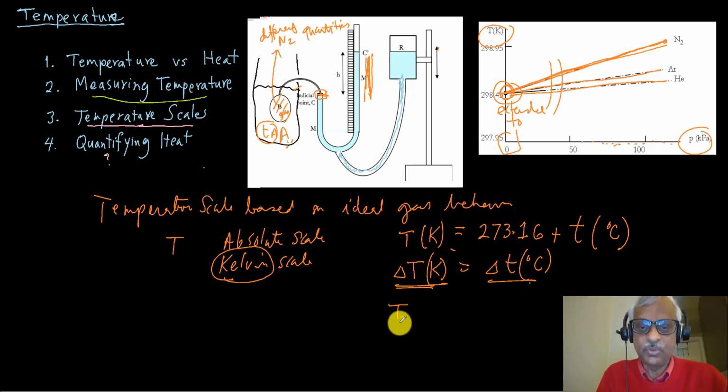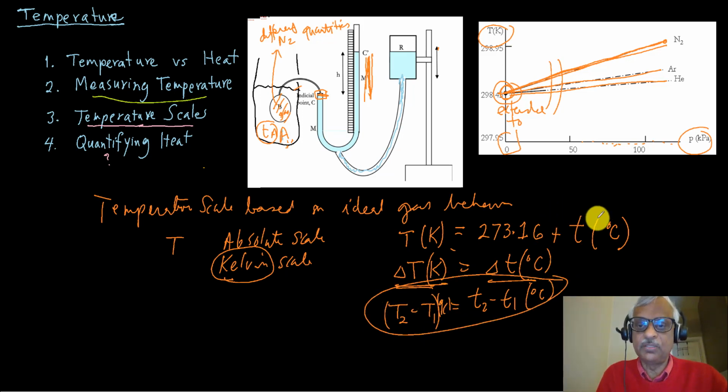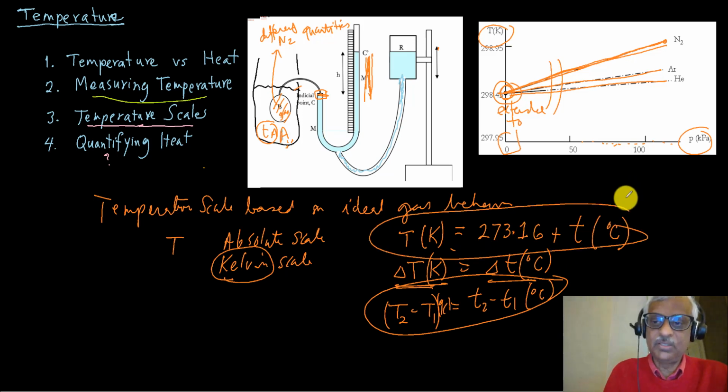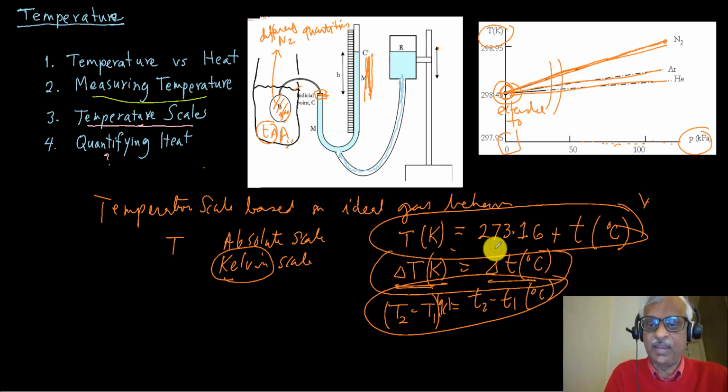So T2 minus T1 for the two bars will be T2 minus T1 in degrees Celsius, and this is in degrees Kelvin. So you've got to know this as well as that, or you just know this and then try to use that. You should really read more on this.